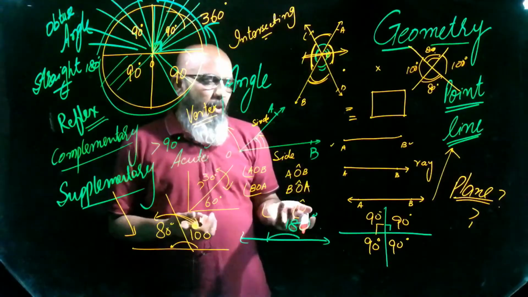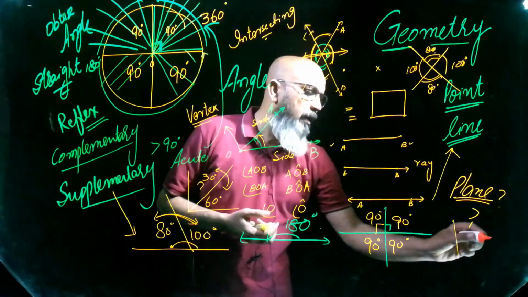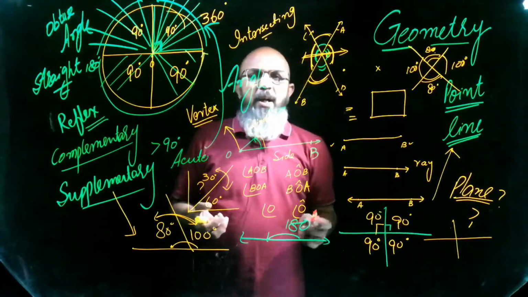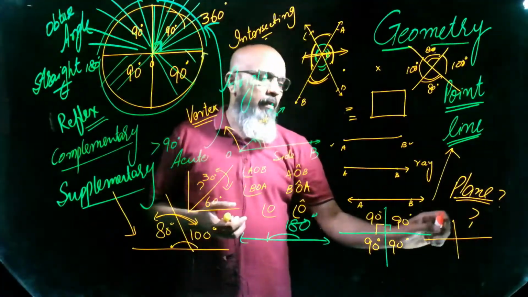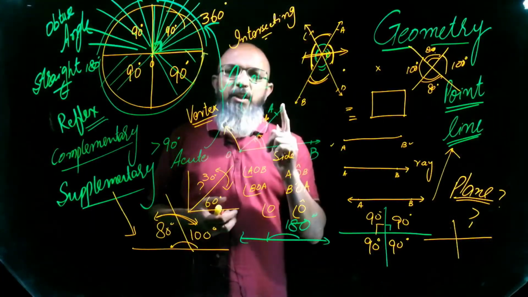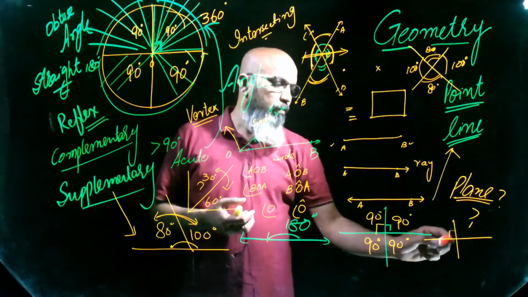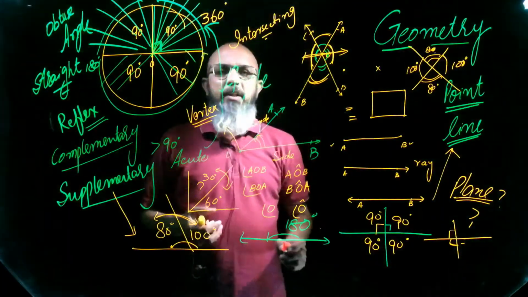Now another thing which I left out is perpendicular lines. Perpendicular lines are lines intersecting each other at an angle of 90 degrees, making 4 right angles.